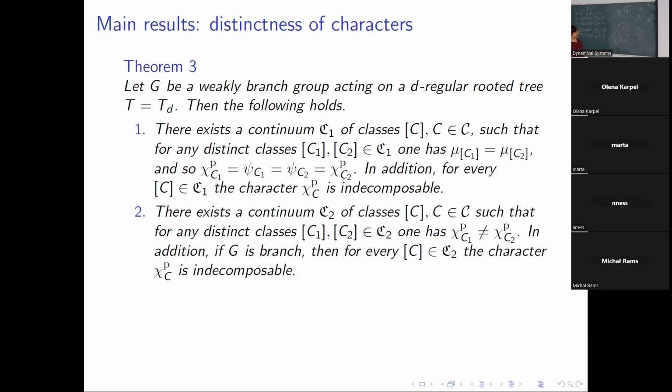On the other hand, there's also a continuum of classes for which the corresponding characters are distinct and indecomposable in case G is branch. In particular, we obtain for every branch group a continuum of distinct indecomposable characters. So this is different, for instance, from the situation of full groups of Bratteli diagrams mentioned before, for which we have countably many characters in case we have finitely many invariant measures. So here we obtain a continuum. Okay, this is one result.